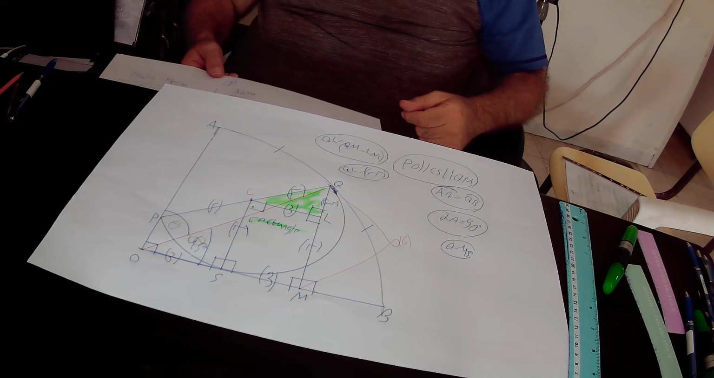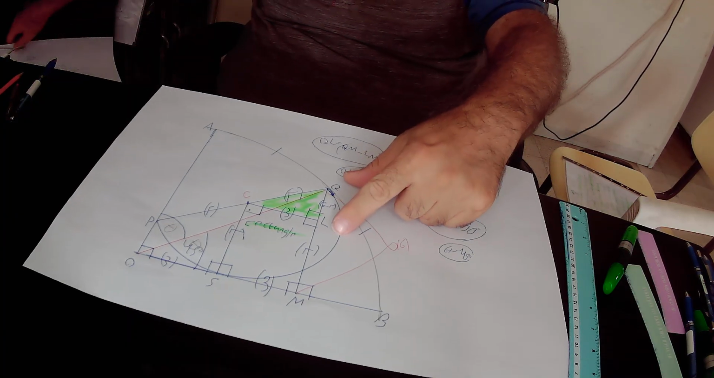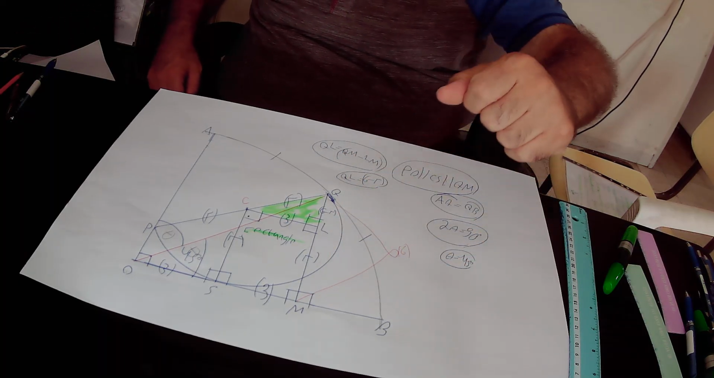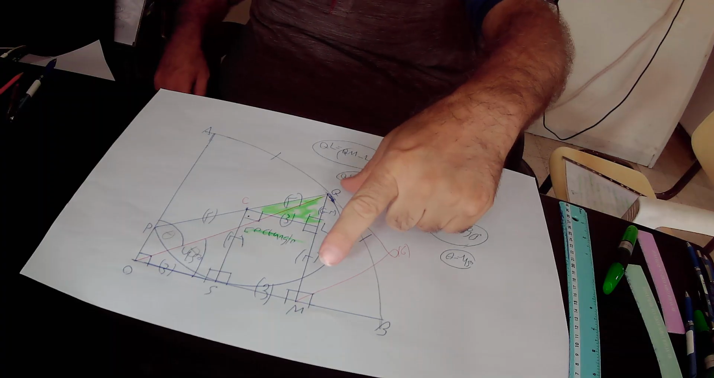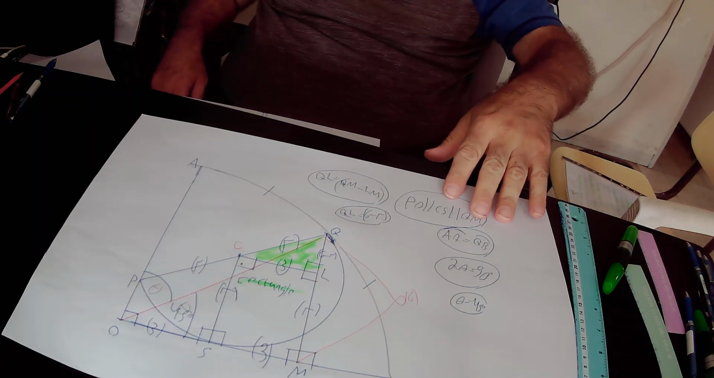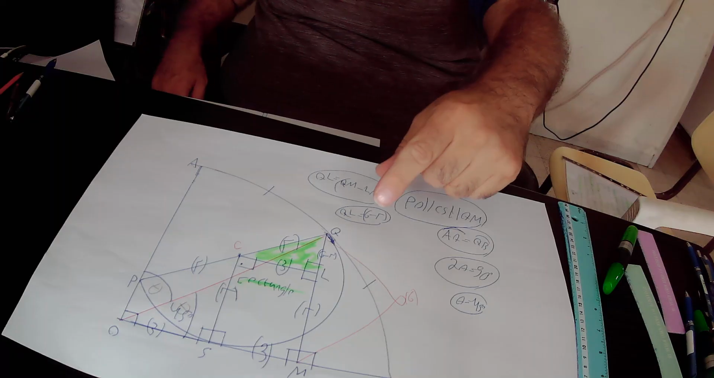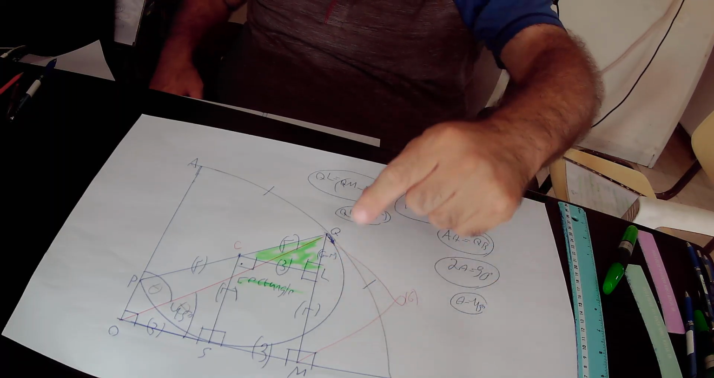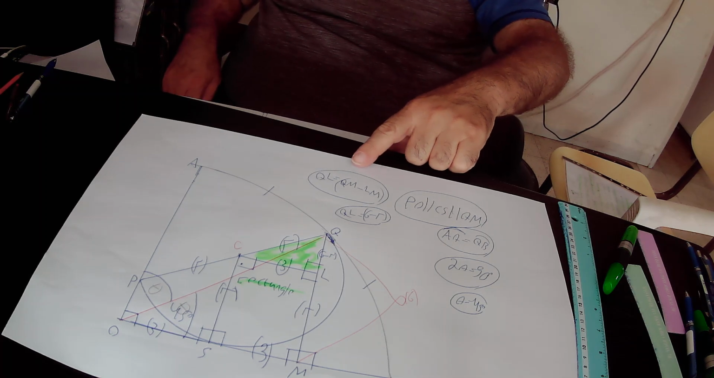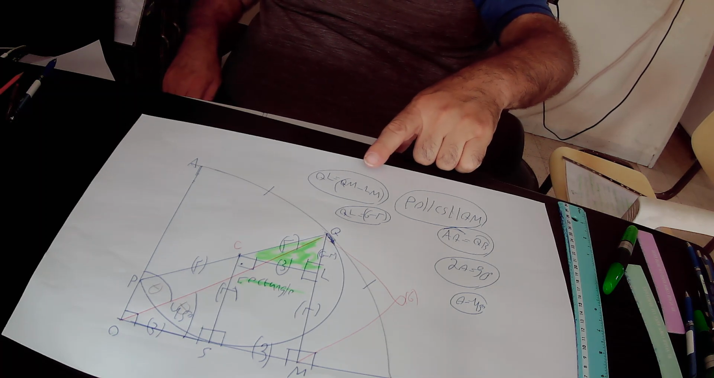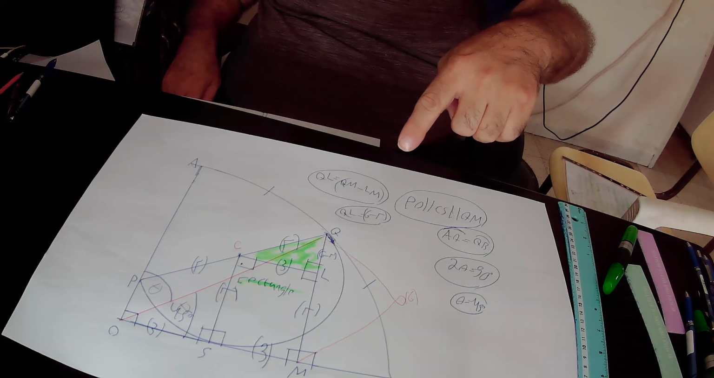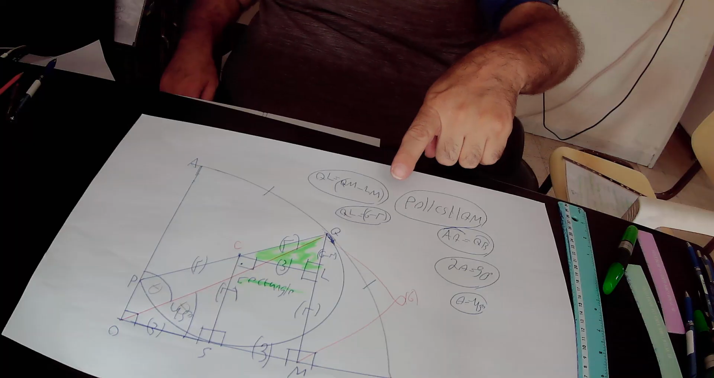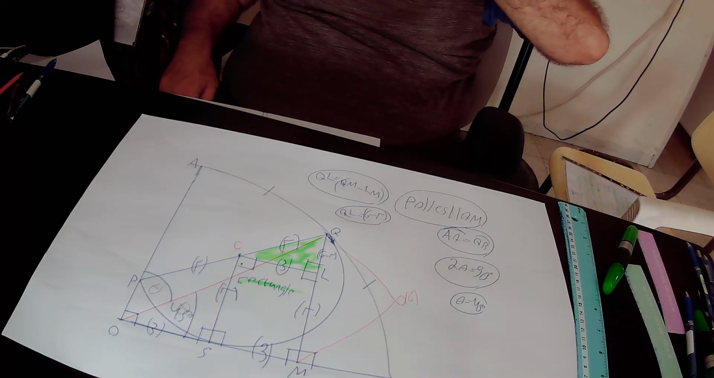What is the length of this segment QL? QL equals QM minus LM. So QL equals QM, that is 6, minus LM, that is R. In total, QL equals 6 minus R units in length.